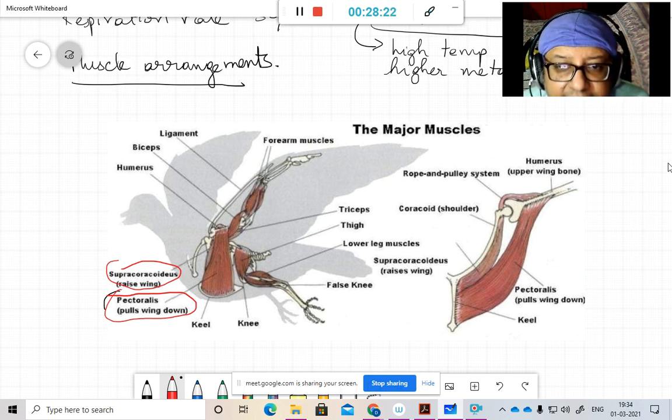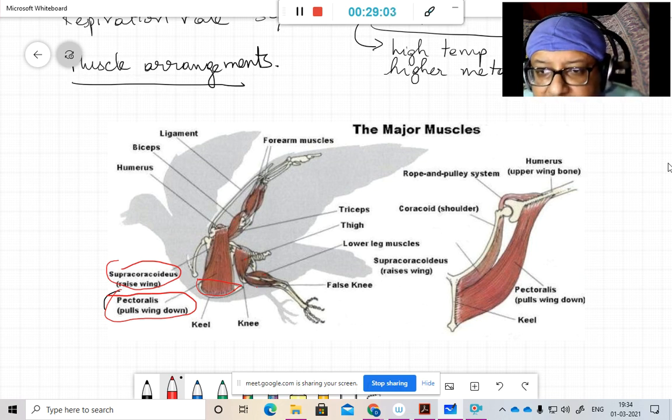Then you have the triceps. A false knee is present. Lower leg muscles are present. These are the thigh muscles. So the breast muscles which you eat actually are attached to this bone, the keel. This is the keel, the chest bone, the chicken bone, and to that is attached the breast piece. Less fat, more high energy, high protein content. Then you have the thigh muscles, and of course you have the forearm muscles.